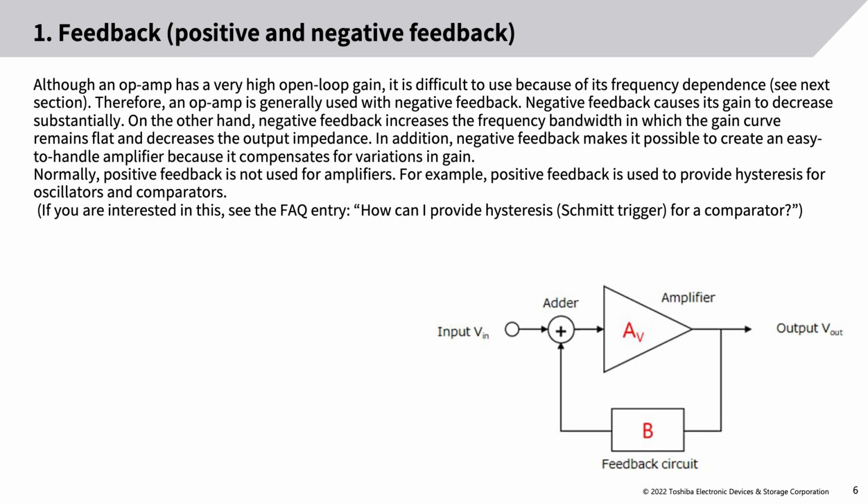Although an op-amp has a very high open loop gain, it is difficult to use because of its frequency dependence, see next section. Therefore, an op-amp is generally used with negative feedback. Negative feedback causes its gain to decrease substantially. On the other hand, negative feedback increases the frequency bandwidth in which the gain curve remains flat and decreases the output impedance. In addition, negative feedback makes it possible to create an easy-to-handle amplifier because it compensates for variations in gain. Normally, positive feedback is not used for amplifiers.